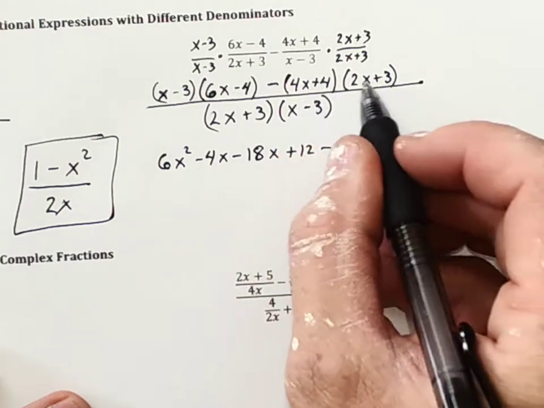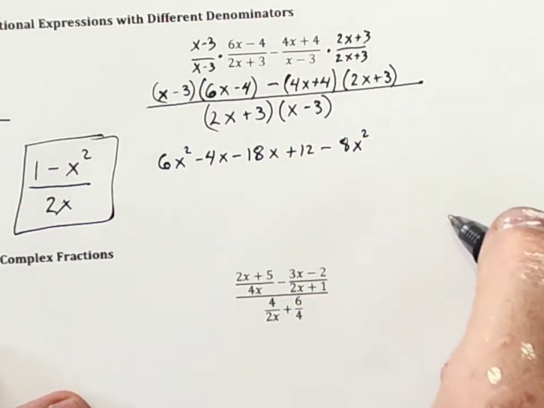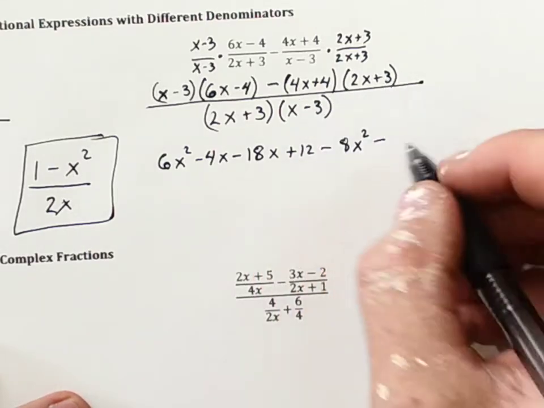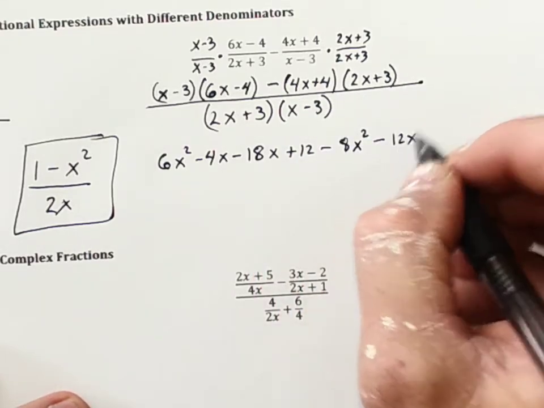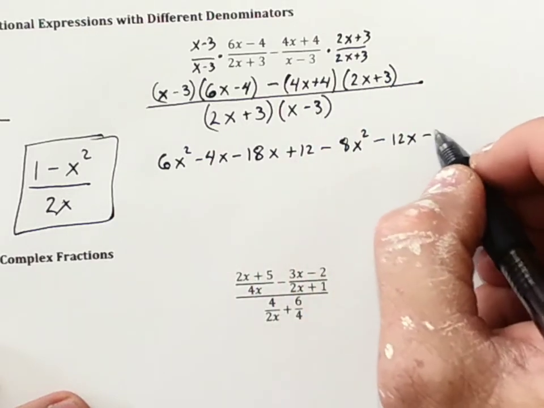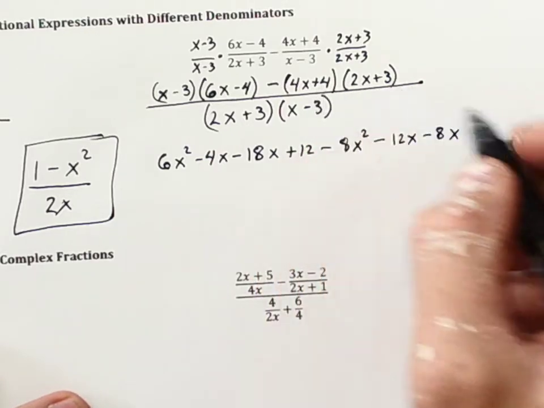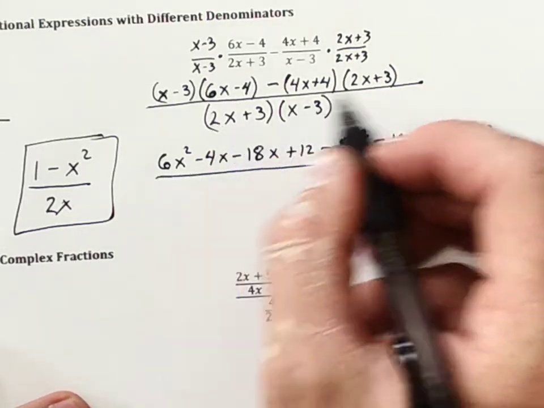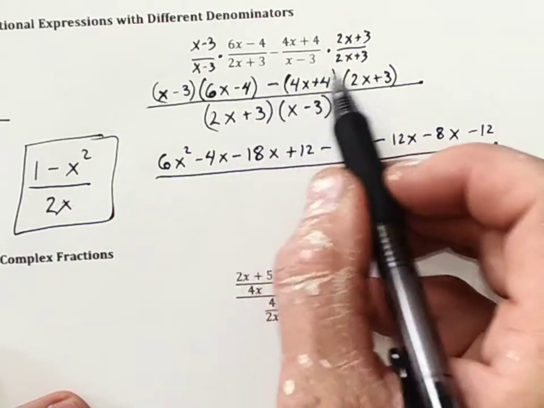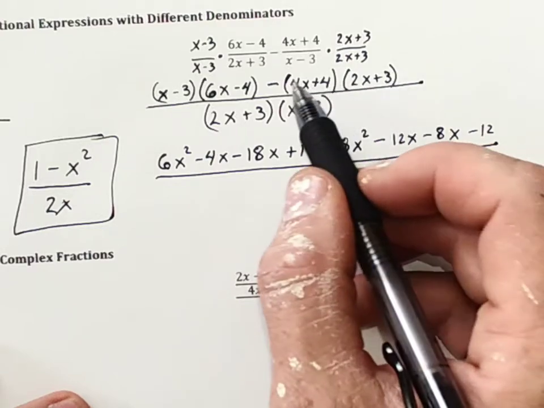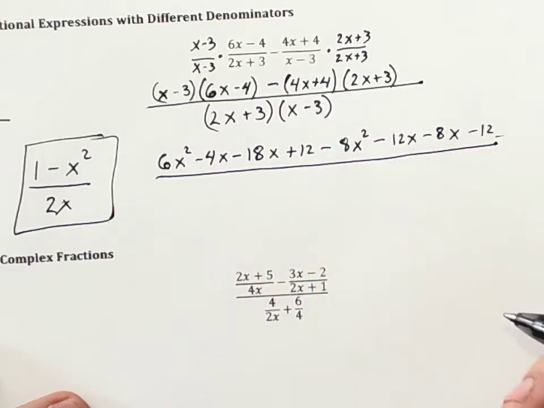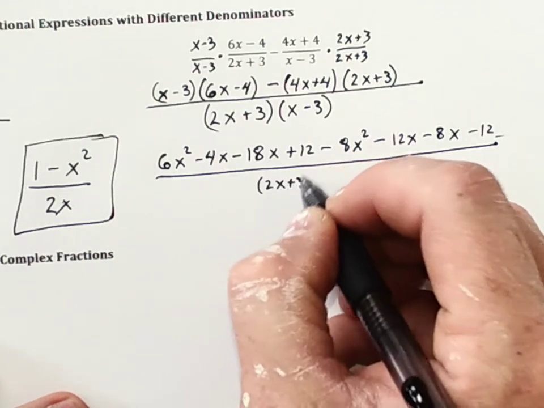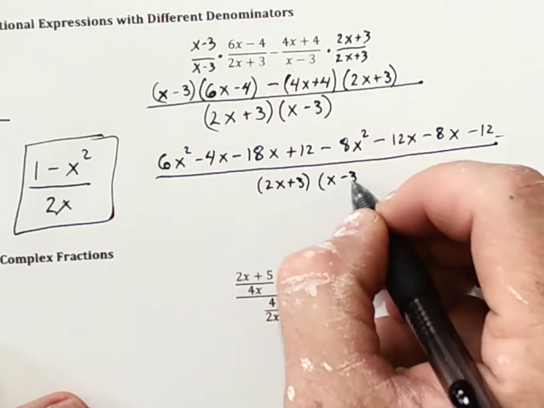Since these are all both positive in here, everything's going to become negative. 8x squared, minus 4 times 3 is 12x. 4 times 2 is 8x. And 4 times 3 is 12. And every single one of them is negative because this gets distributed to all positives, which make them all negatives. We do not distribute the denominator.